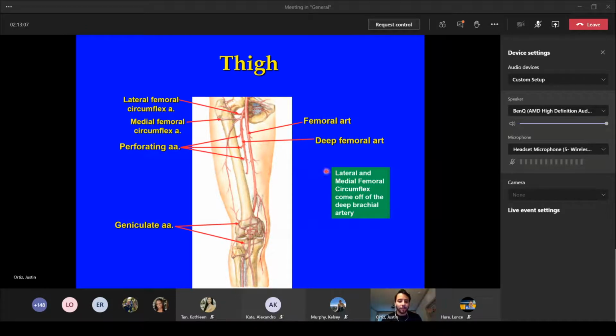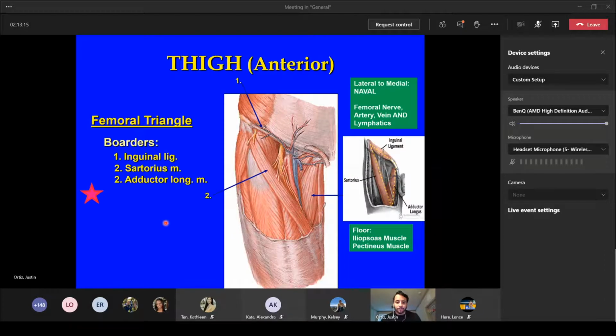Okay, so I would say that's the most important thing to note on this slide. And then genicular arteries, those are just going to be anastomoses around the knee region, right? So genicular arteries will be located there. Okay, so this is definitely high yield. This is 100% testable.